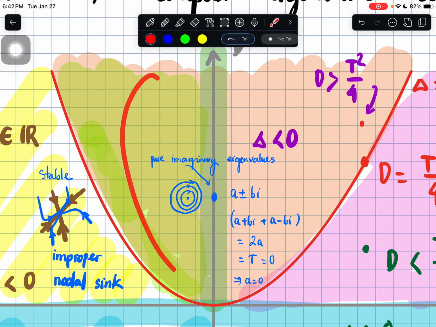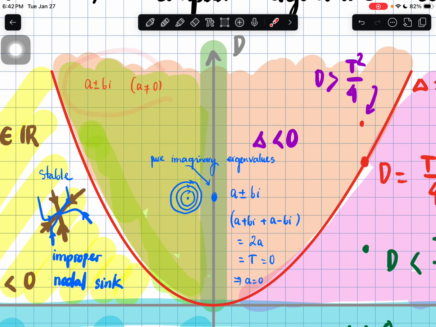If we are here, we know that we have a ± bi, and a is non-zero. So a non-zero real part means the eigenvalues are complex. We have two conjugates, right? Complex eigenvalues and their conjugate. It should be spiraling. We have a spiral point.